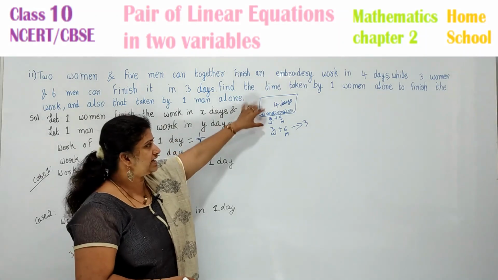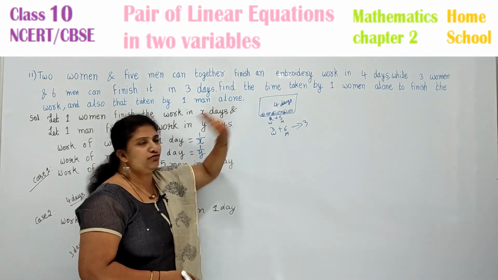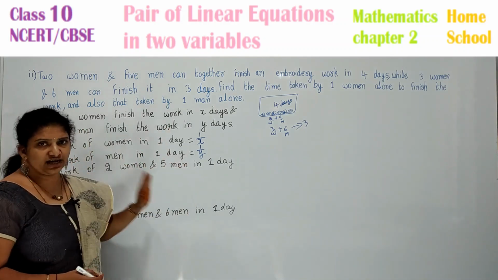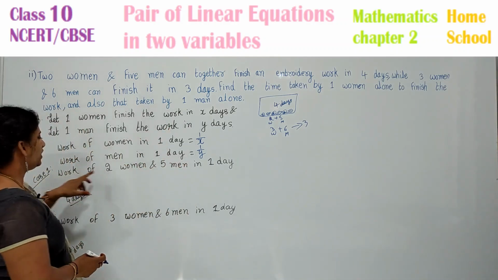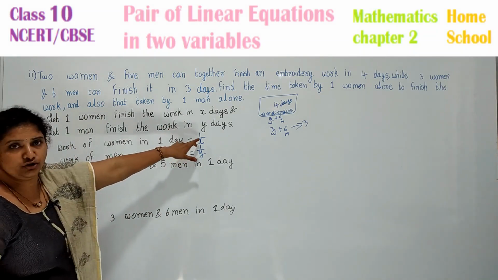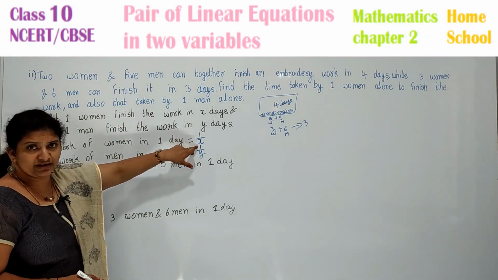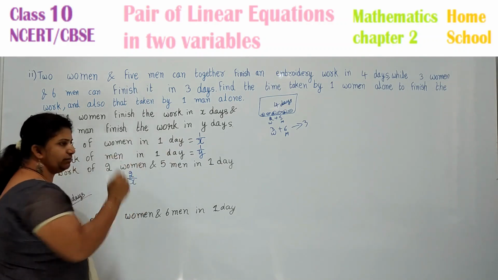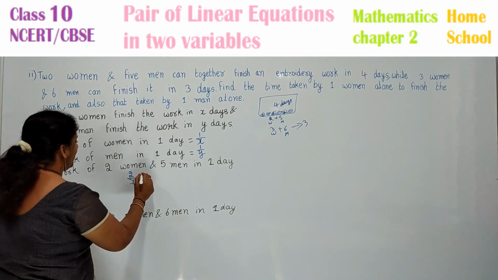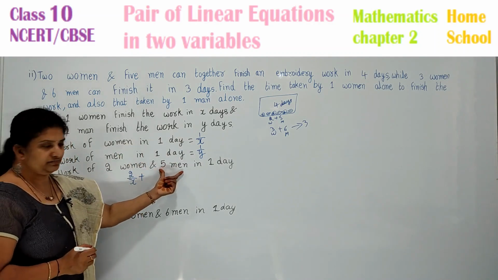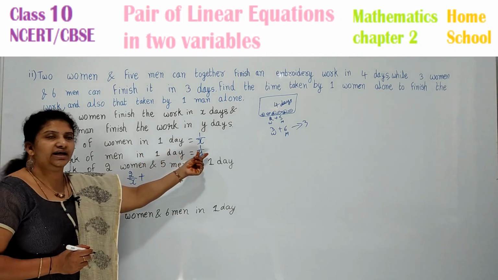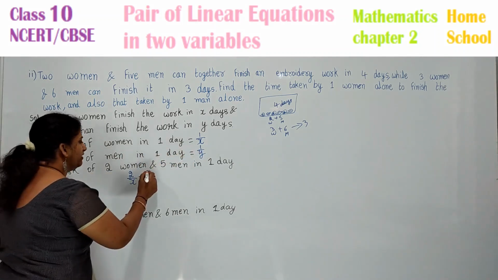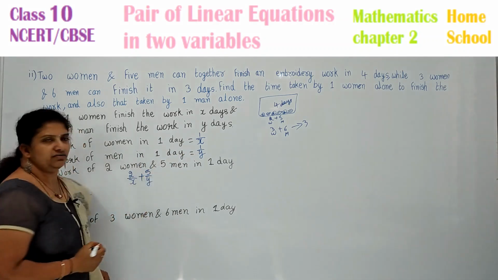Embroidery work. What did I say? 2 women and 5 men in 4 days they are going to complete. For 1 day first I will frame the equation. Work of 2 women in 1 day is 1 by x. 2 women means 2 into 1 by x, that will be 2 by x. Plus 5 men. Men work done in 1 day is 1 by y. 5 men means 5 into 1 by y. That will be 5 by y.